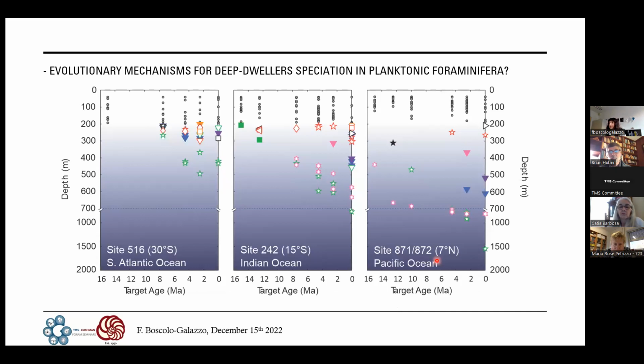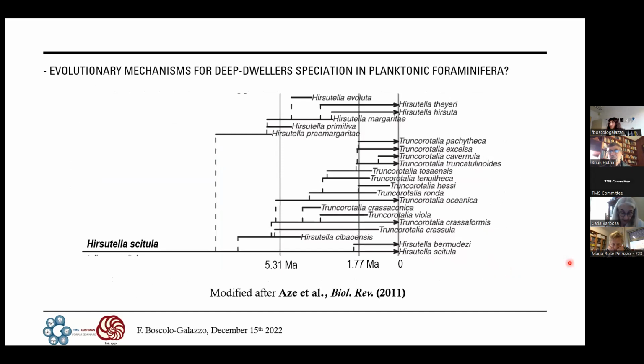Okay, and then when it gets to the tropics, apparently it starts doing something else. I've showed you this plot before, but now I want to focus on Hirsutella scitula, which is this green star here. And basically, you can see by the late Miocene, it gets to the tropics, and then the next thing it does is moving down the water column, occupying a greater depth habitat through time. And while it is doing that, it is also doing something else.